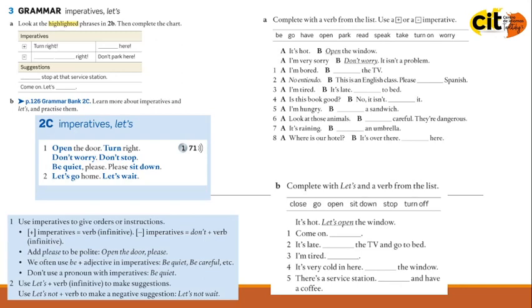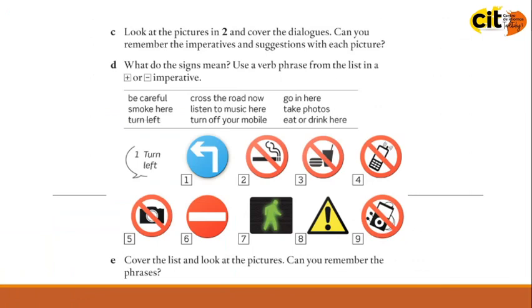Okay? And then, in the case of let's, we use it to make suggestions. For example, let's not wait. Let's go home, okay? Well, when you finish reading the theory, you have to do activities A and B, okay? Then go back to the student's book and do activity C. You have to look at the pictures and to uncover the dialogues. Can you remember the imperatives and suggestions with each picture? Okay, so do that activity.